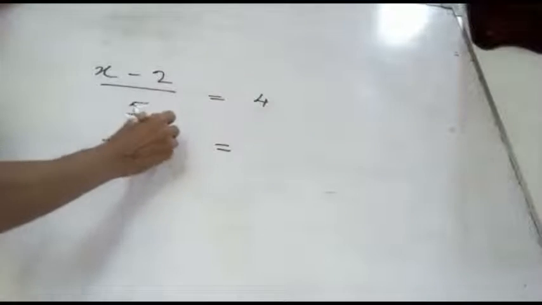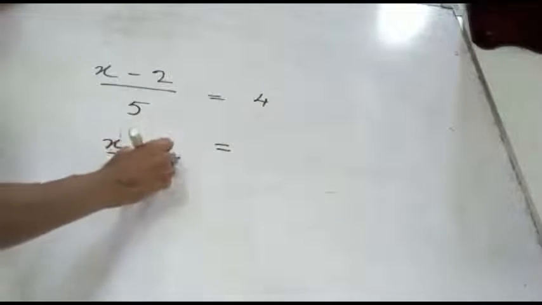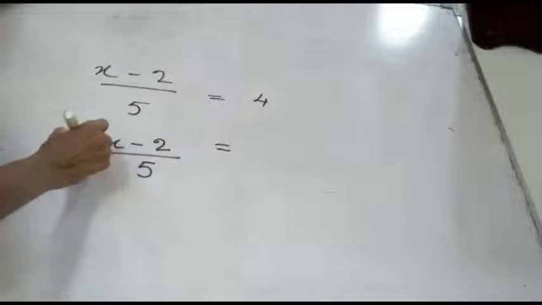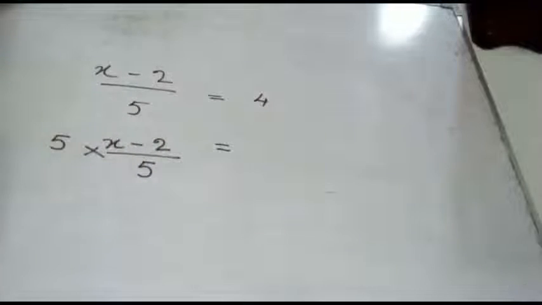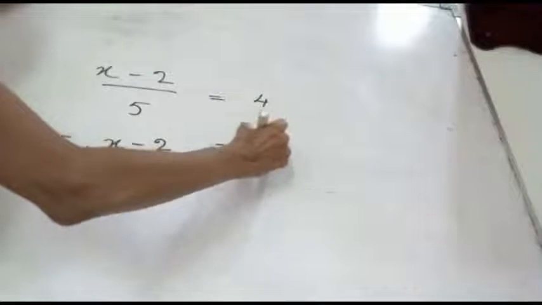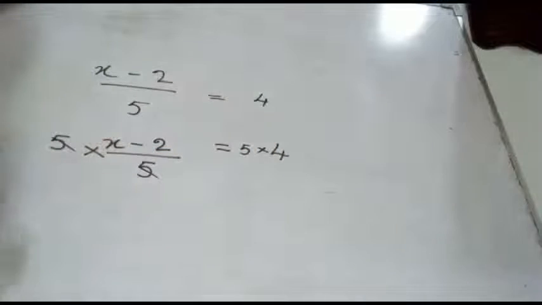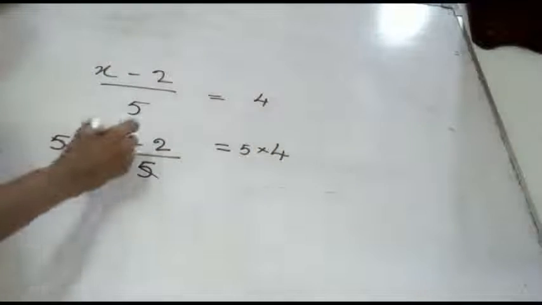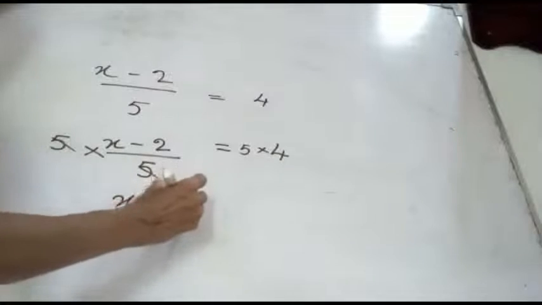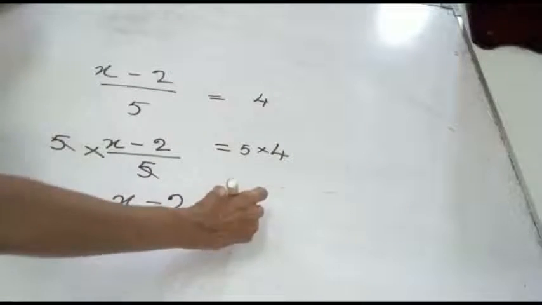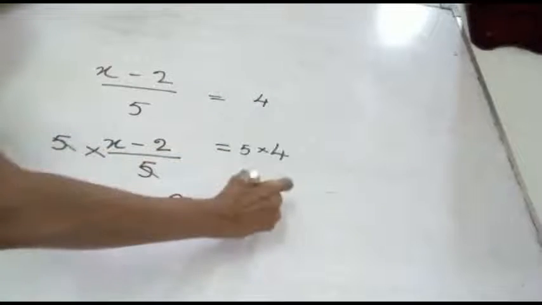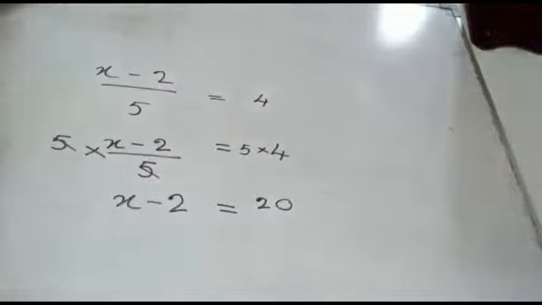(x − 2)/5 is multiplied by 5, and 4 also multiplied by 5. This 5 and 5 cancel out. x − 2 equals 5 times 4, which is 20.